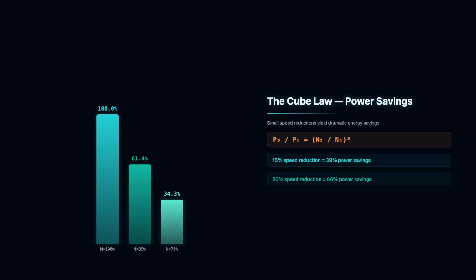At 70% speed, power drops to only 34%. A 30% speed reduction saves 66% of energy. The cube law makes VFDs one of the most cost-effective energy-saving measures in pumping systems.